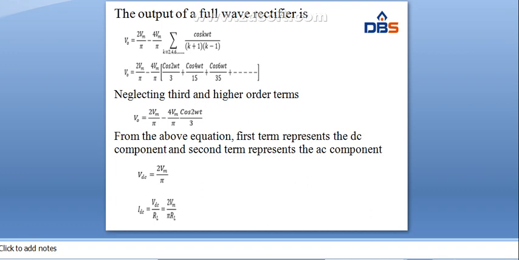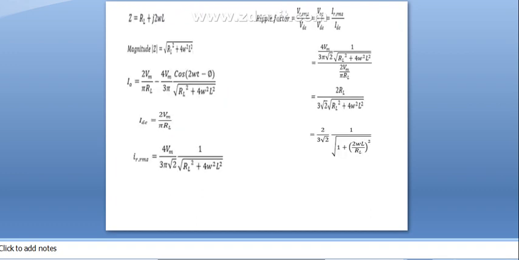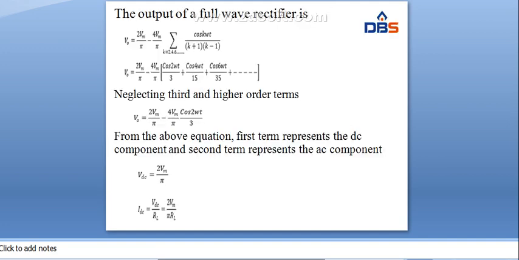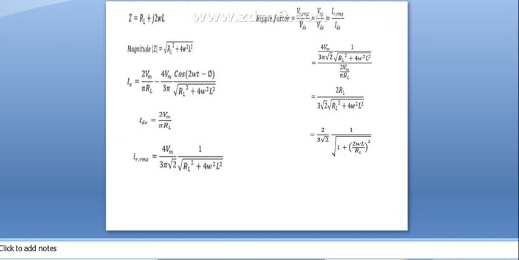Okay, that is the DC component. So next, here Z equal to RL plus j2 omega L. So take the magnitude, then it becomes square root of RL square plus 4 omega square L square. Here RL is in series with the inductor.